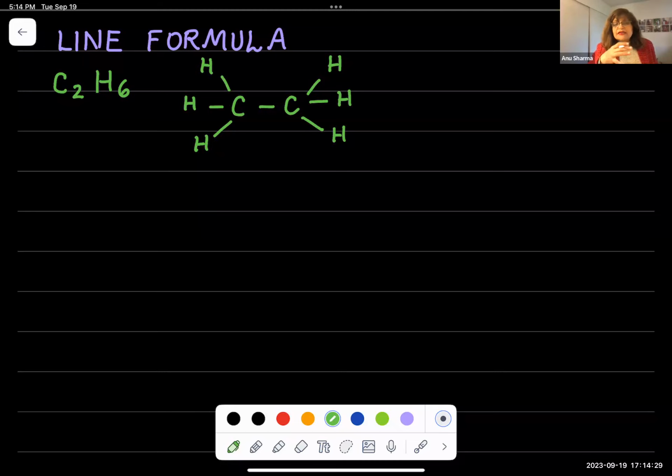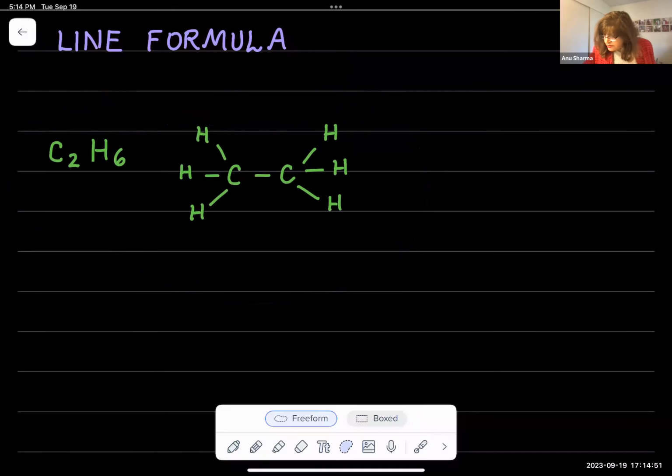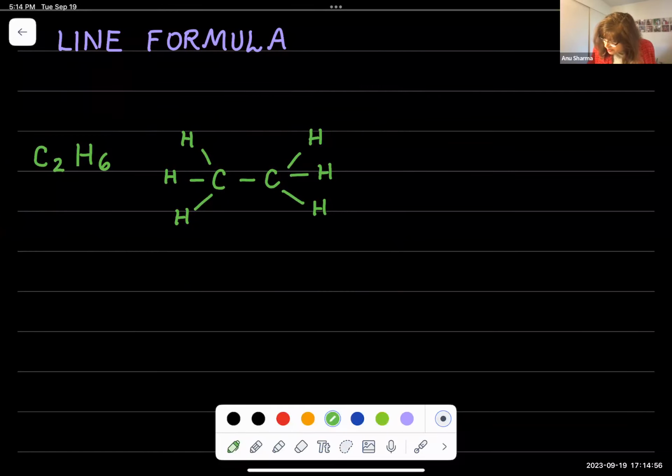But how can you make this? If you were to keep repeating this, it is just going to be like one line. So let's see this. This is the condensed version. One second, let me make this a little more, let me bring this here, so that we can see the line formulas a little more clearly. This is the structural formula.